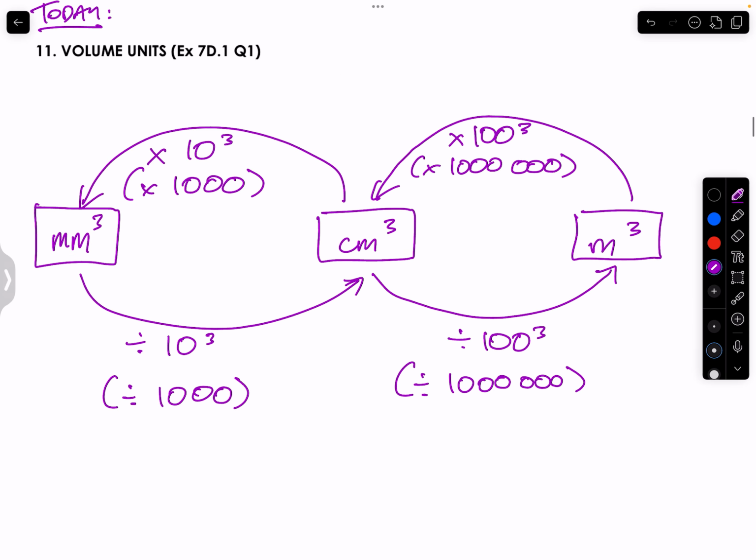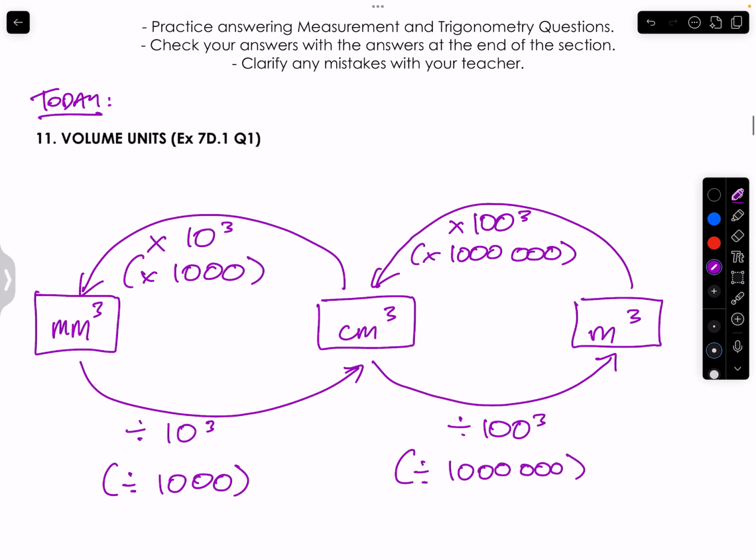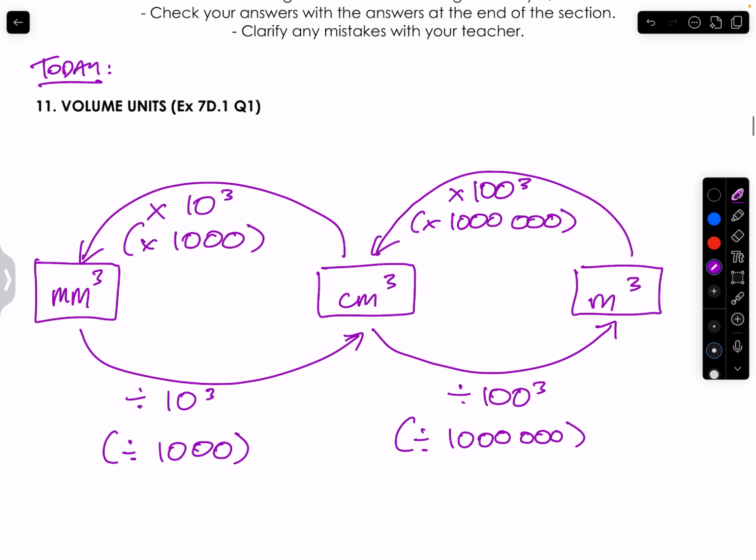Hey guys, just doing a quick help video for today's topic, which is converting volume units. All you need for this topic to answer this question is this flowchart, okay? And using that flowchart shows you how to convert between the different volume units.